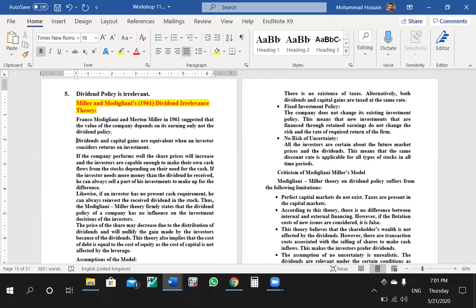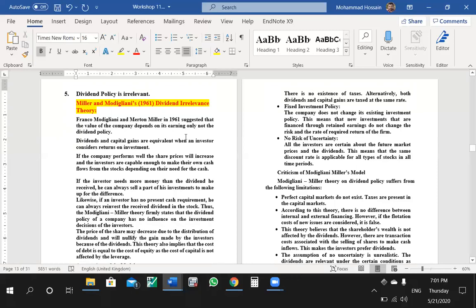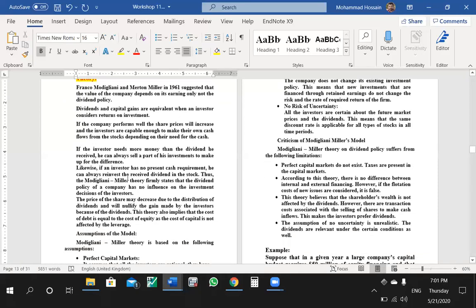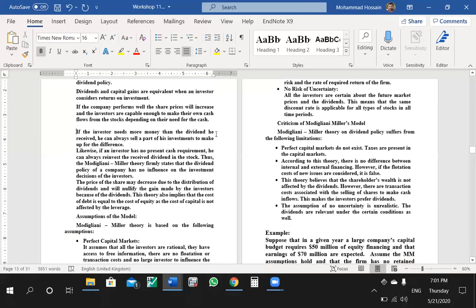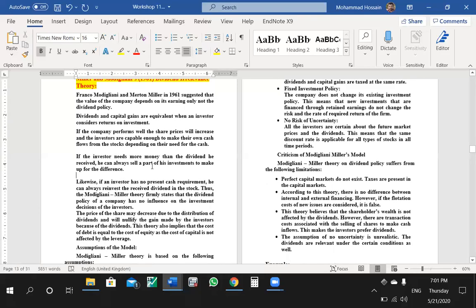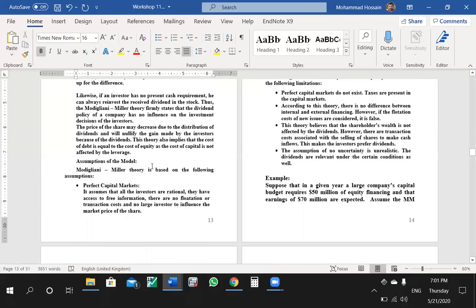If the company performs well, the share prices will increase, and the investors are capable enough of making their own cash flows from the stock depending on their need for the cash. Those who need to make some money can make it when the share price goes up. If the investor needs more money than the dividend he received, he can always sell a part of his investment to make up the difference. So if someone needs hard cash right now, they can sell their shares anytime, including in the secondary market.